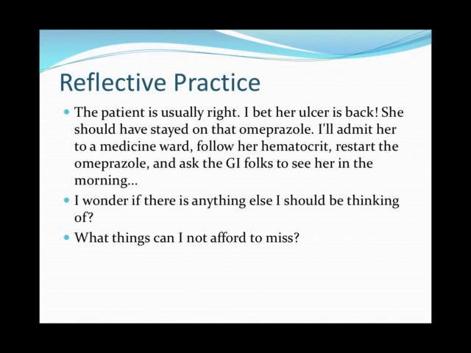But I wonder if there's anything else I should be thinking of. Is there anything else that I might be missing? Right now, I only have one diagnosis, and Dr. Ben said I should always have at least 3, if not 10 diagnoses. So when I'm thinking about these things, what are some things I just can't afford to miss? Like when someone's having pain in their abdomen, what are some examples of things that I can't miss?